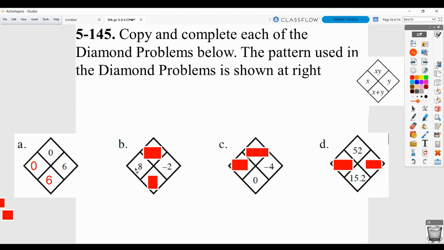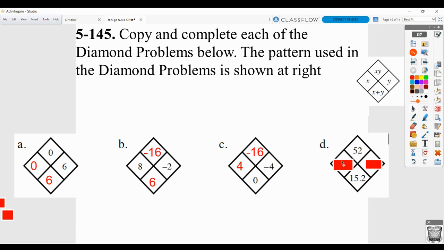Here we'd ask ourselves, all right, 8 times negative 2 gives us what product? Negative 16. And 8 plus negative 2 gives us what sum, which is 6. Here we'd be asking ourselves, what do we add to negative 4 to give us 0? And that, of course, would be positive 4. And then positive 4 times negative 4 gives us the product of negative 16.